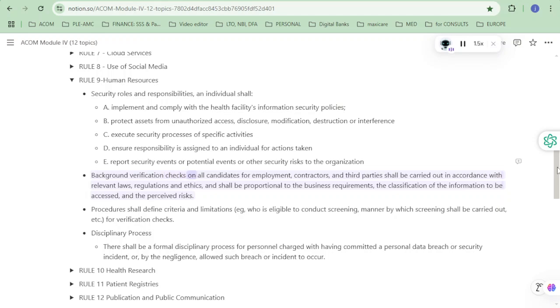Background verification checks on all candidates for employment, contractors, and third parties shall be carried out in accordance with relevant laws, regulations and ethics, and shall be proportional to the business requirements, the classification of the information to be accessed, and the perceived risks. Procedures shall define criteria and limitations, e.g., who is eligible to conduct screening, manner by which screening shall be carried out, etc., for verification checks. Disciplinary process. There shall be a formal disciplinary process for personnel charged with having committed a personal data breach or security incident, or, by negligence, allowed such breach or incident to occur.